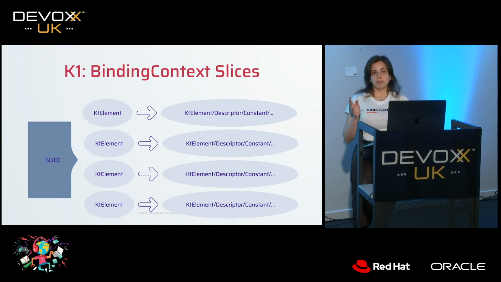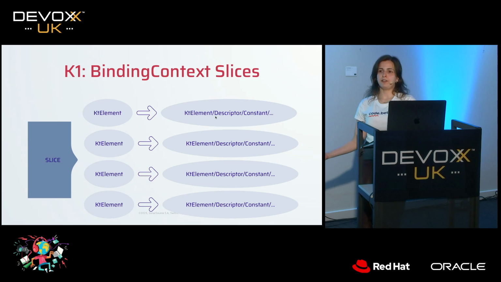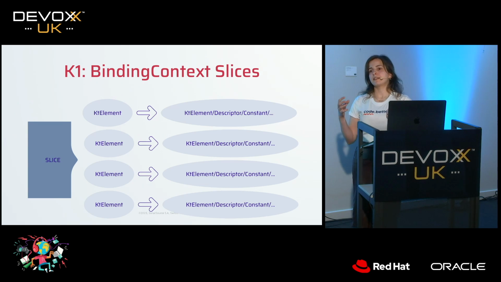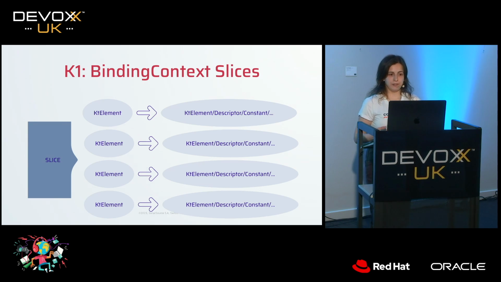For example, a slice could be named compile time value, and we can say this is some compiler constant, so a KT element of a constant, and then from this slice we can find out the compile time value of that constant. The same way we can find out the types, the descriptors and the signatures of methods, and so on.